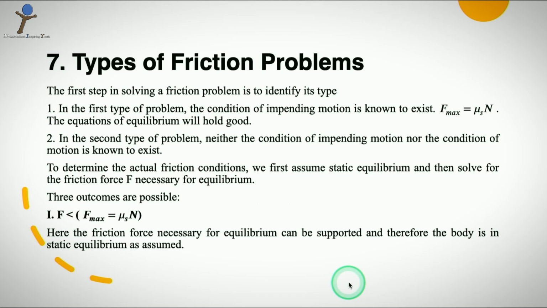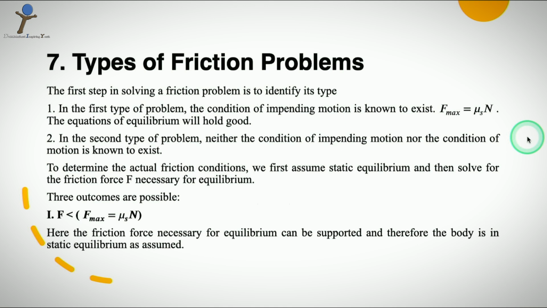Types of friction problems. The first step in solving a friction problem is to identify its type. In the first type of problem, the condition of impending motion is known to exist. F max is equal to mu s into N. The equations of equilibrium will hold good. That is, sigma Fy is equal to 0, sigma Fx equal to 0 and sigma M equal to 0.